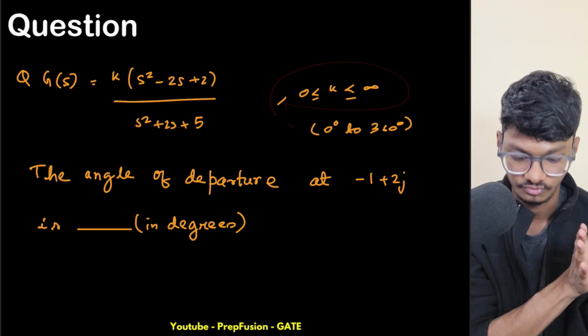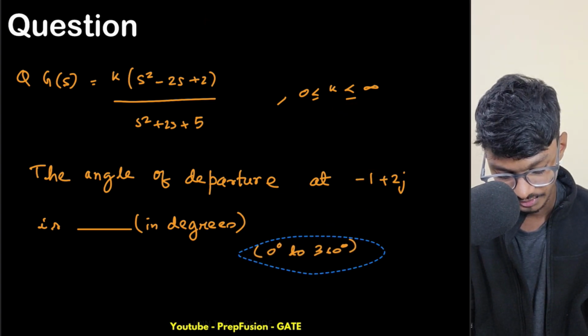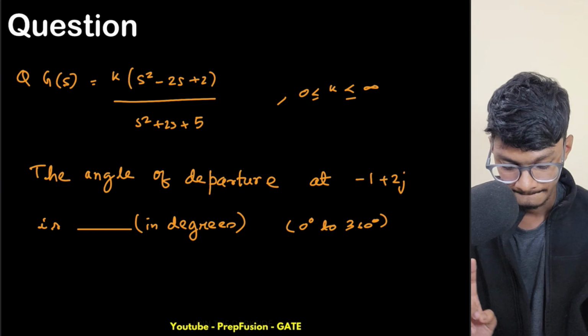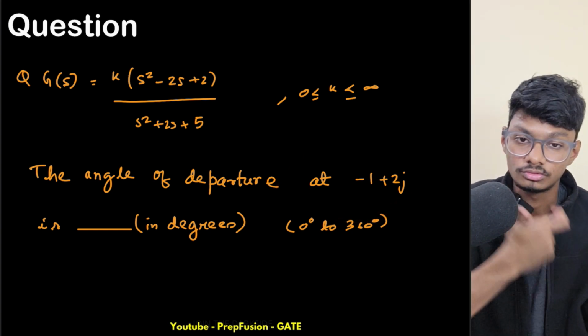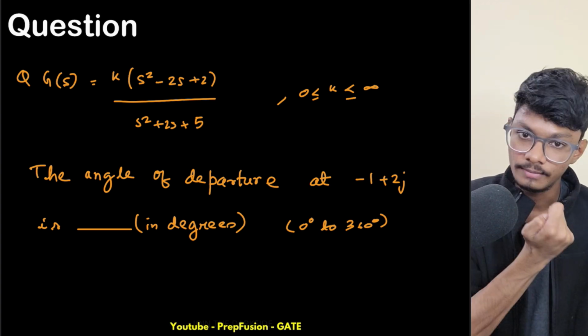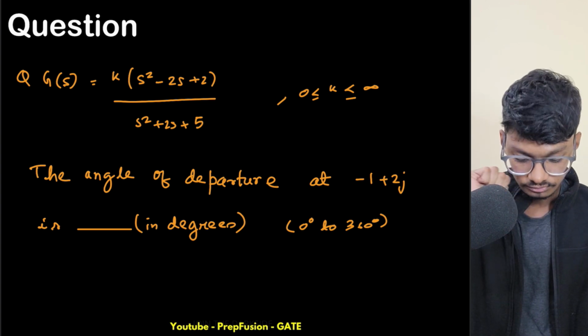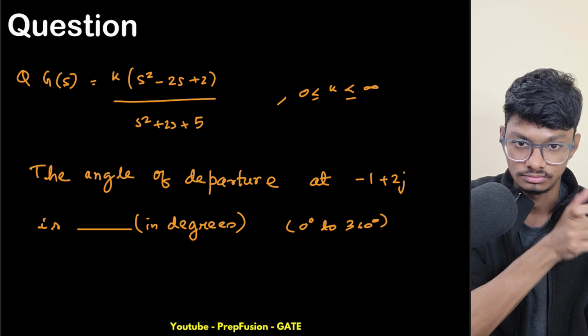K is positive always, and your theta will be 0 to 360. This angle of departure will be between 0 to 360. Now they have asked you to find the angle of departure. So how will you find it? Either you can use the formula, or you can simply use how the angle of departure came. Okay, I will try to show you both of the ways.